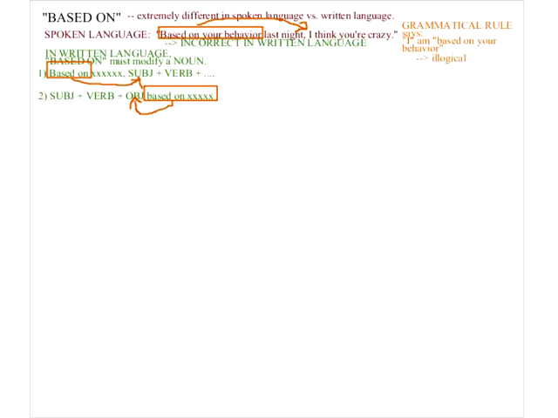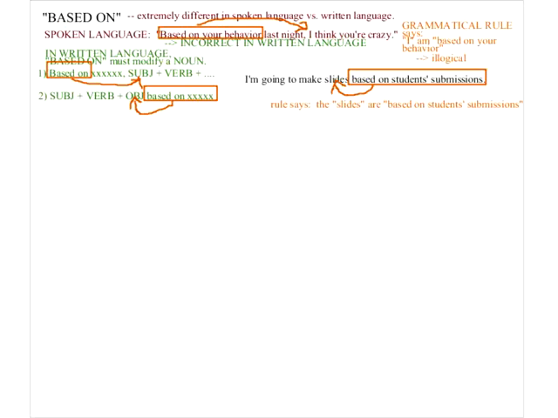So here's another sentence. If I say, "I'm going to make slides based on students' submissions." This is actually correct this time, because "based on students' submissions" modifies "slides." And that actually works, because it really is the slides that are based on student submissions. So the rule says the slides are based on students' submissions. This is correct. This makes sense.